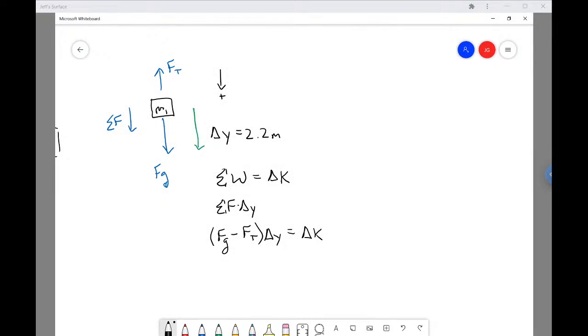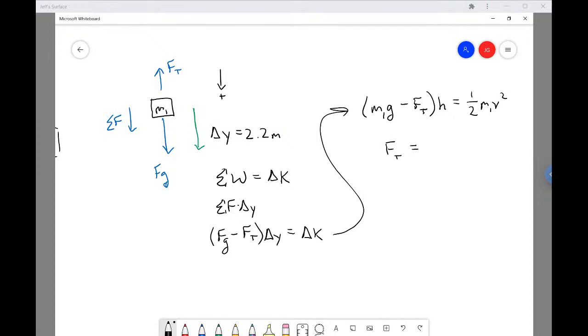So let's just fill out the form of these forces a little bit more. The force of gravity is the mass times g, m1 times g. The force of tension is unknown. The change in y is h. And the change in kinetic energy, what's that? That's 1/2 m1 v squared. And we just solved for v in the previous part of this problem. So we know everything in this formula except for Ft, so we can solve for it.